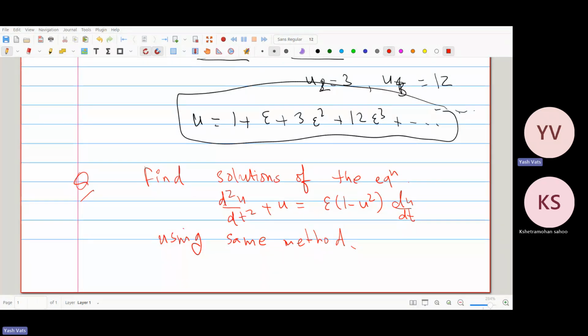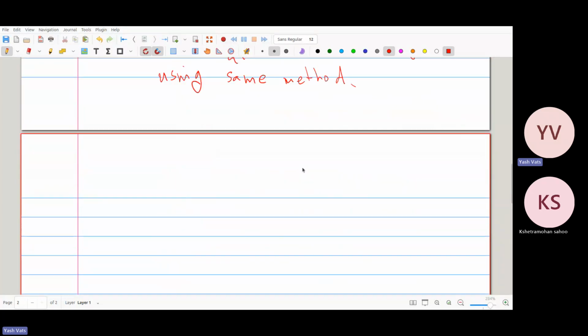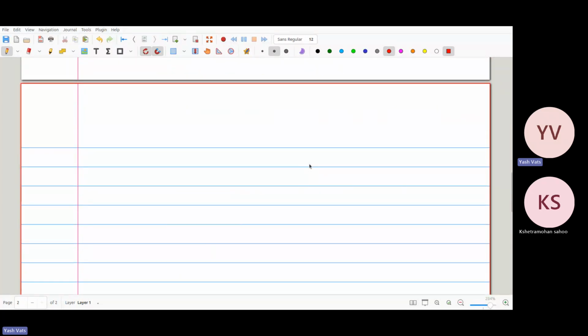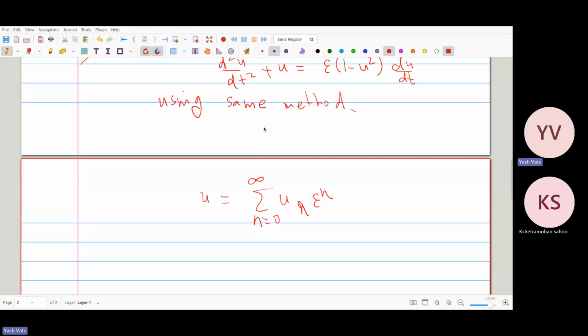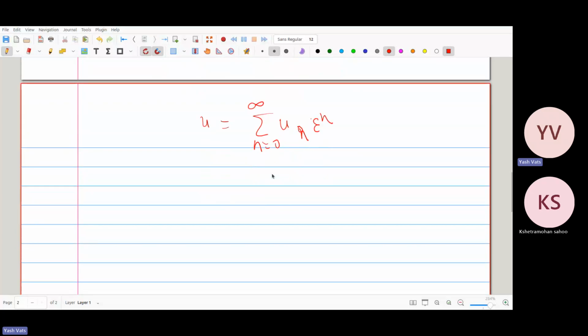Okay, so how to find the solution in this case? Let's proceed. You have to do the same thing. I take u equals the summation of un epsilon to the power n, where n goes from 0 to infinity. You just substitute it over here.